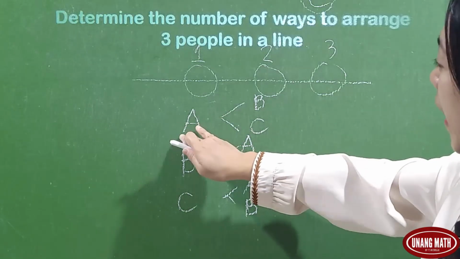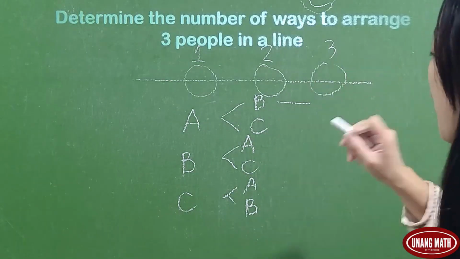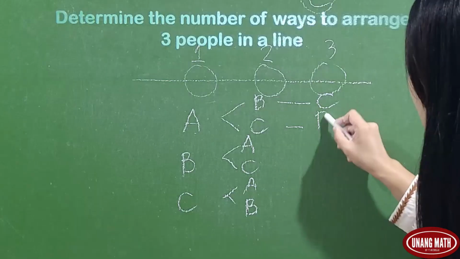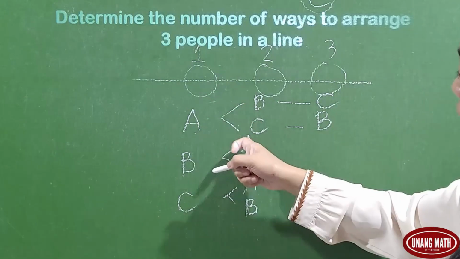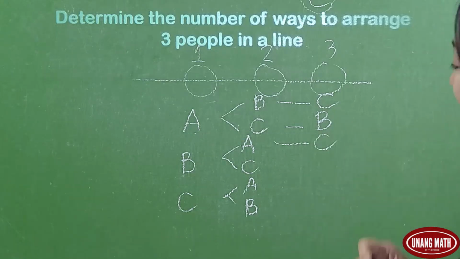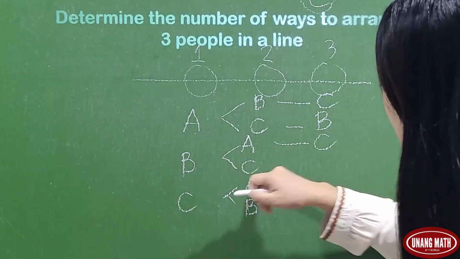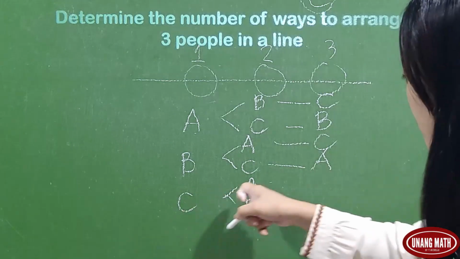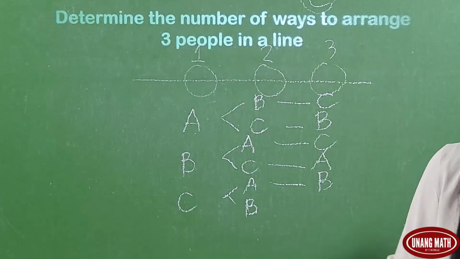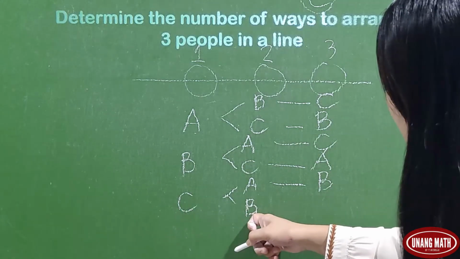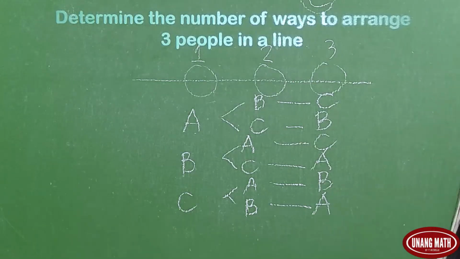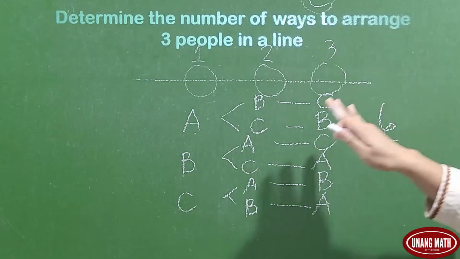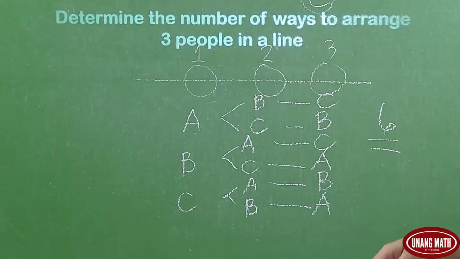Now, if A is first and B is second, then the third ranking is C. A is first, C is second, then B is third. B is first, A is second, then C is our third ranking. B, C, so A is third. A, C, so B is third. C, B, so A is third. So we have 6 ways to arrange these 3 people in a line.